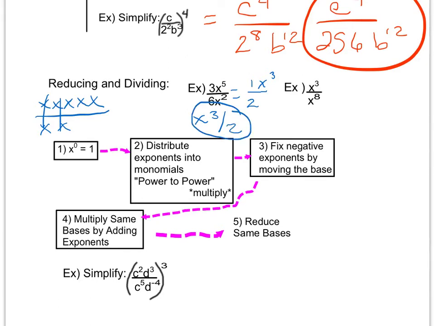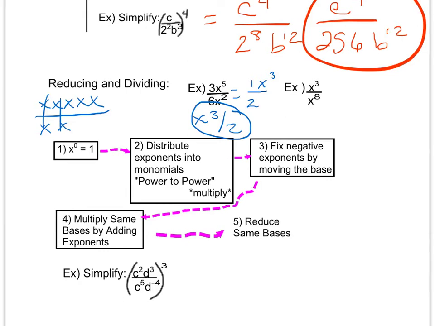Looking at the second example here, it's similar. I don't have any numbers this time, but I do still have variables with the same base. So I have x cubed over x to the 8th. If you want to, you can write it out just like I wrote it out in that first example, or you can just think about it in your head. If I have 3 x's on top and 8 x's on the bottom, how many x's do I have in common? How many x's will cancel?